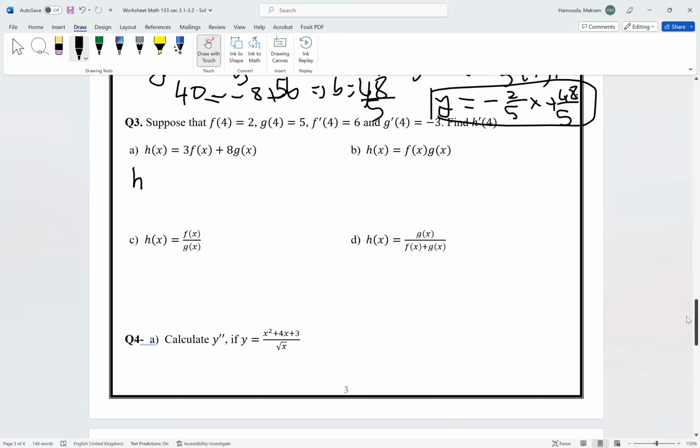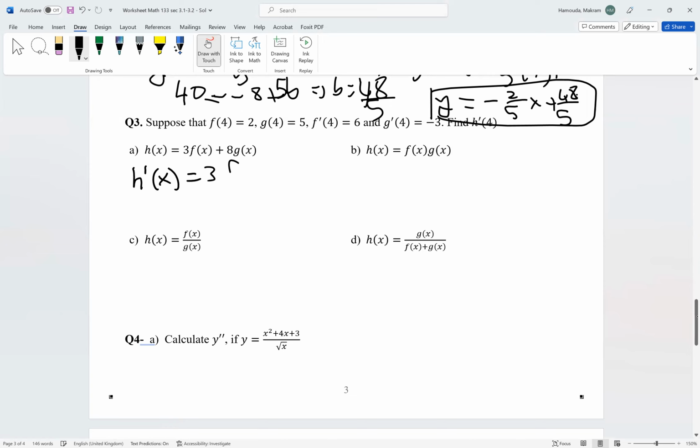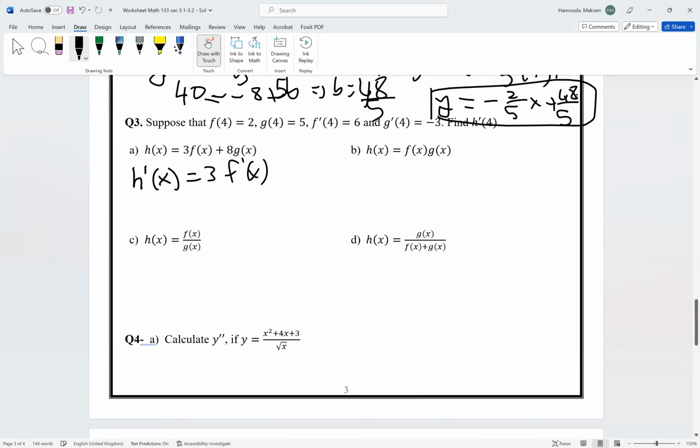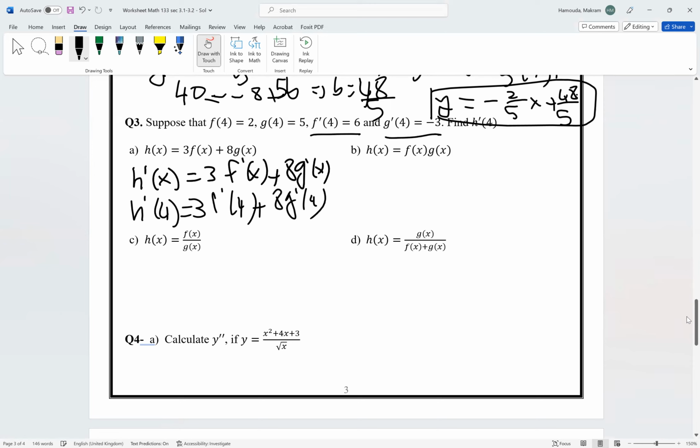So first, write h prime of x, which is equal to 3 f prime of x plus 8 g prime of x in the case A. So now replace with the 4. So it's 3 f prime of 4 plus 8 g prime of 4. You have the value of f prime of 4 here, 6. G prime of 4, minus 3. So you replace. And you will get equal to 3 times 6.